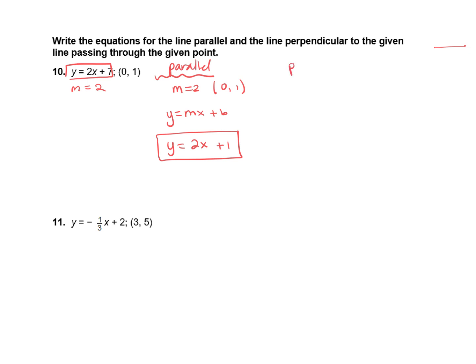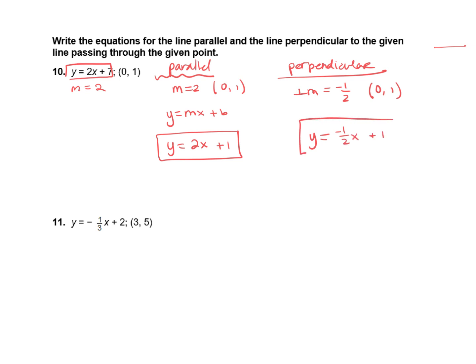All right, perpendicular. So the perpendicular slope to the line they gave us. So we're going to take this slope of 2. We're going to flip the fraction and change the sign. So it's going to be a negative 1/2. We want to go through that ordered pair 0, 1. We just talked about how that is the y-intercept, so we can plug right into our equation. y equals negative 1/2 x plus 1. Here's a perpendicular equation.